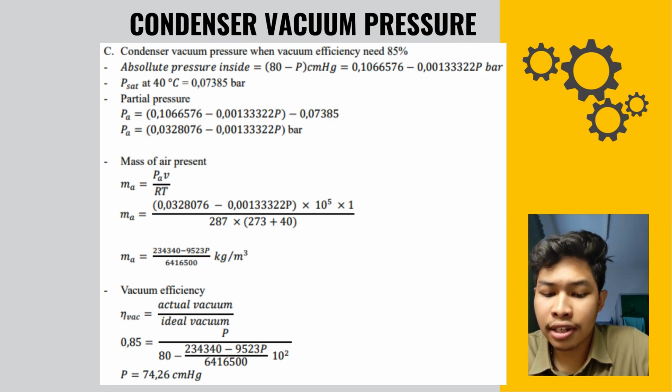The last step is to calculate from the vacuum efficiency formula. The vacuum efficiency is the actual vacuum divided by the ideal vacuum. We know the vacuum efficiency is 85%, and the actual vacuum is P, which we have to find. The ideal vacuum is the barometer reading pressure minus the mass of air present, in cmHg. So we can get P. The value of P is 74.26 cmHg.